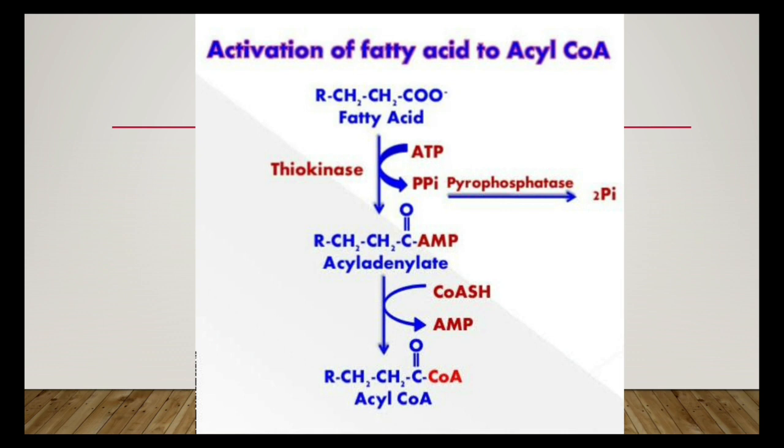Stage 1, that is activation of fatty acid. It is activated to acyl-CoA. So fatty acid is converted to acyl adenylate by activity of thiokinase. ATP is used in this reaction, and then acyl adenylate with the help of CoA combines with CoA, it forms acyl-CoA and AMP is released.